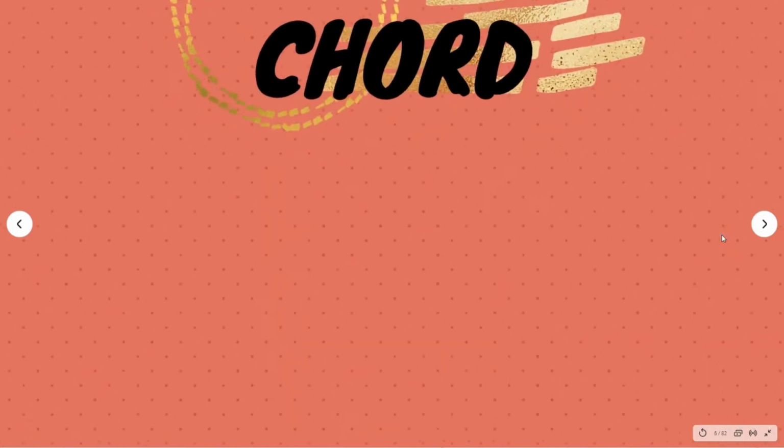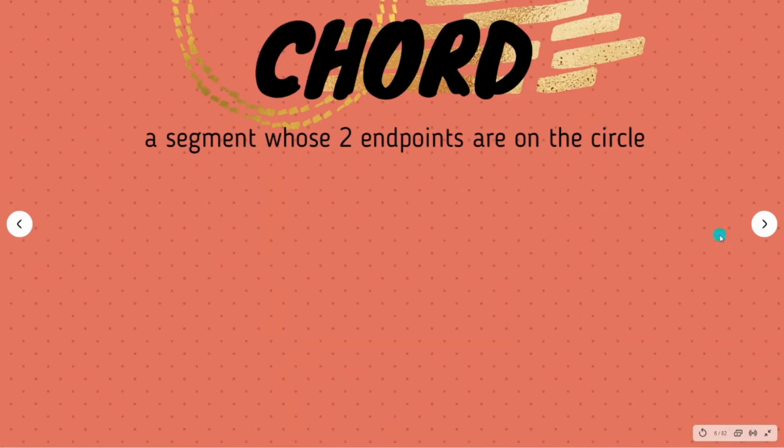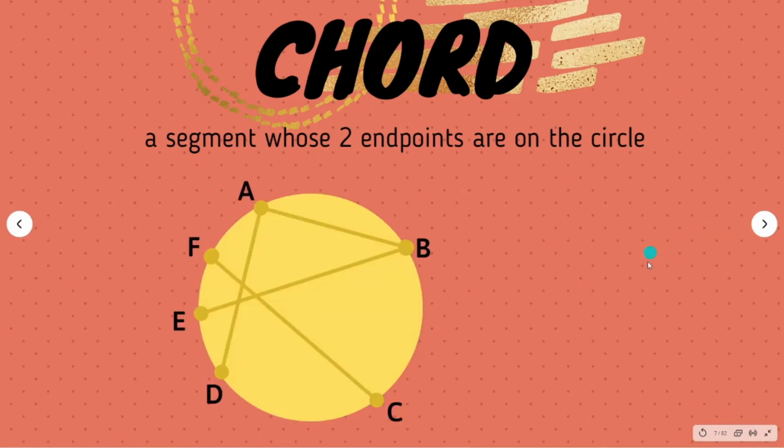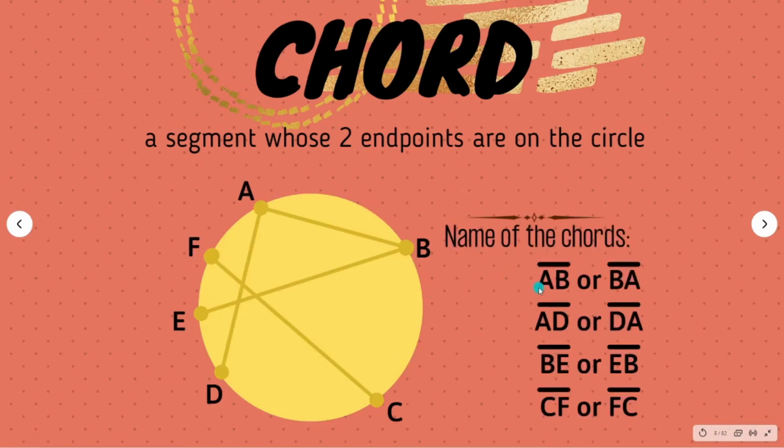Next, chord. A chord is a segment whose two endpoints are on the circle. Here, like this, there are two endpoints. And here are the names of the chords.